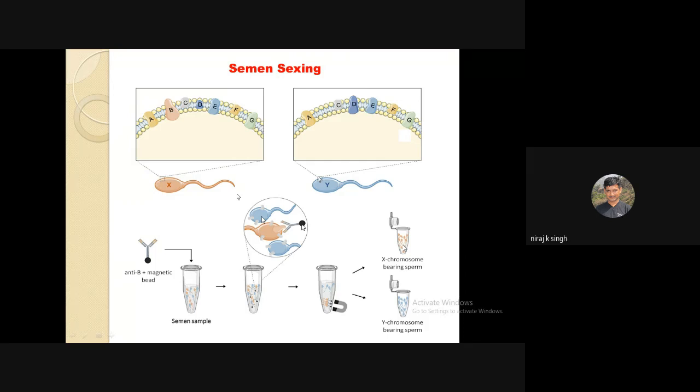I'm just making you aware of what techniques can be used and what practices are in use for animal improvement. So one technique is semen sexing. With the help of semen sexing, we can get progeny of one sex only. If we get 100% or 90% female, no male calf will be there, so we can increase the productivity.